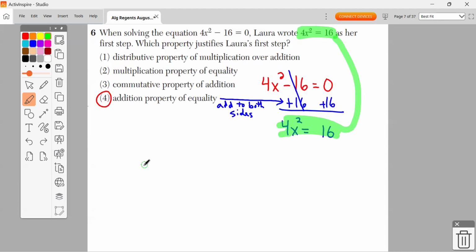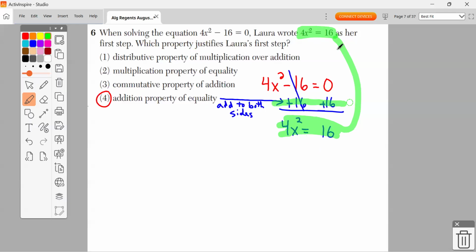In question number 6, looking at properties, when solving the equation, Laura wrote 4x squared equals 16 as her first step. Which property justifies her first step? So she started off with the original equation, 4x squared minus 16. If you're going to solve this, the first thing that you would do is plus 16 and plus 16.